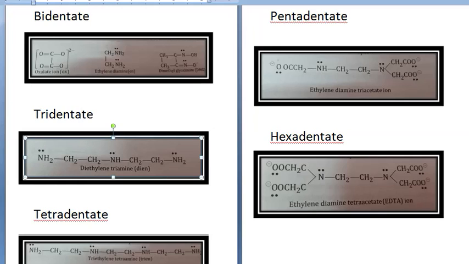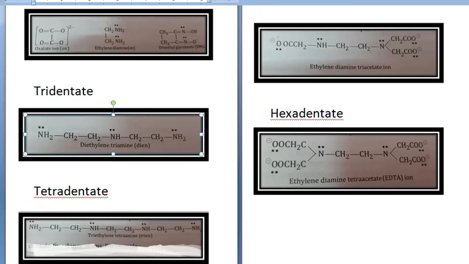Similarly, there is tetradentate ligand. As the name is telling, tetra means four. So a compound which has four atoms which can donate a pair of electrons for coordinate bond. See, NH2-CH2-CH2-NH-CH2-CH2-NH-CH2-CH2-NH2. This is called triethylene tetraamine. The previous one was diethylene, so dien. This is triethylene, so trien, short form.